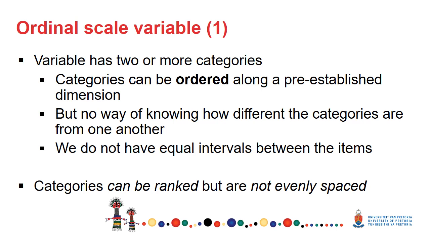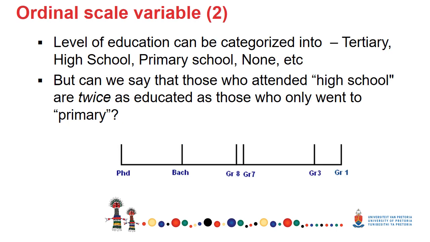Now, let's talk about the next scale of measurement called ordinal. As the name suggests, there is order or rank. However, the ranks are not evenly spread. Examples of ordinal scale variables include: what is your highest level of education? Is it none, primary, secondary, or tertiary? The difference between none and primary is not the same as between secondary and tertiary education. For instance, see a second example in the slide.